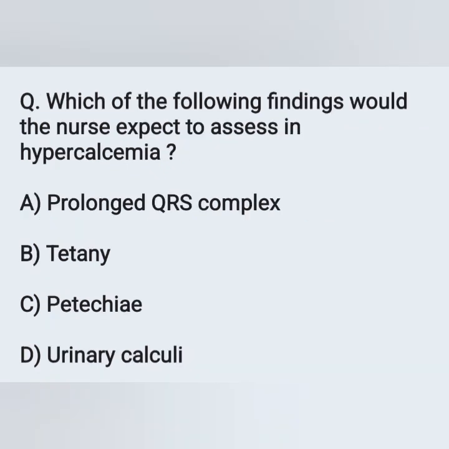Move on to the next question. Which of the following findings would the nurse expect to assess in hypercalcemia? Options. Option A. Prolonged QRS complex. Option B. Tetany. Option C. Petechiae. Option D. Urinary calculi.